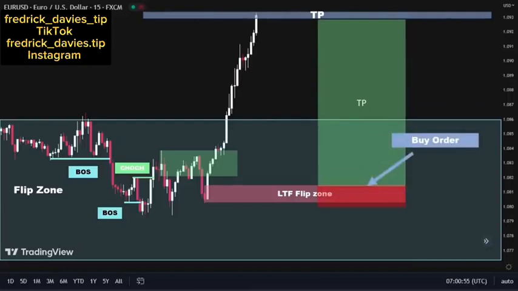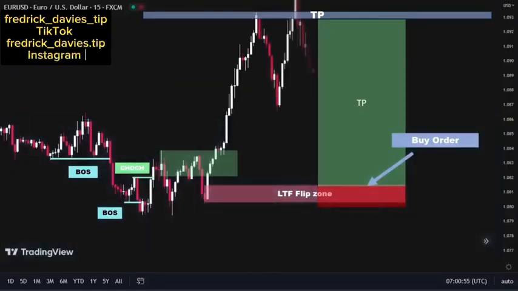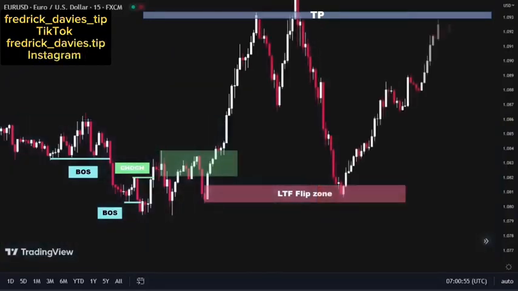Then we are going to set our stop loss a couple of pips below the lowest point of the zone and aim for this swing high as our take profit level. With these steps, we can take advantage of the entry confirmations and potentially make a profitable trade. Now that our buy order is in place, let's see how the market reacts. As we can see, our order has been activated and we have successfully entered the market. Now, as you can see, our take profit has been hit and the trade has been closed with a profit.